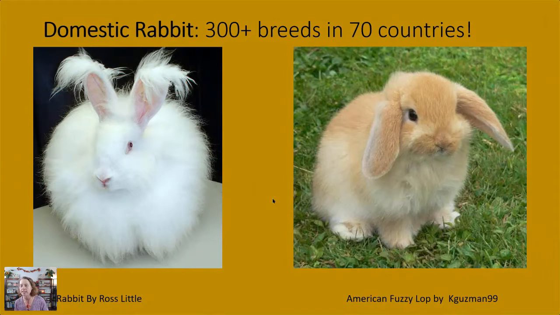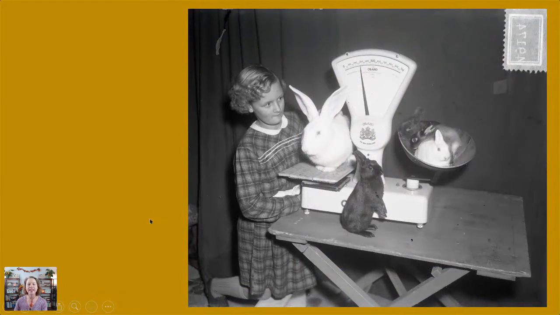Tell me in the chat box if you've ever had a rabbit when you were a kid or an adult. Like I told you, I used to have Angora rabbits, and you can brush their fur and get the fur to be able to spin it. But there's many breeds, and they come in all different colors, and they have floppy ears and erect ears. Oh yeah, Christy had one. That's wonderful. Okay, and then here's a historic picture.